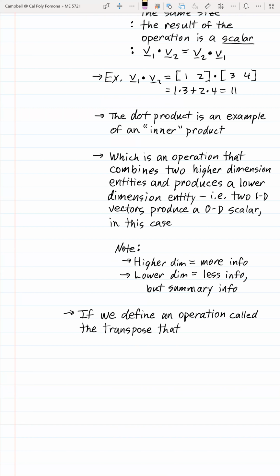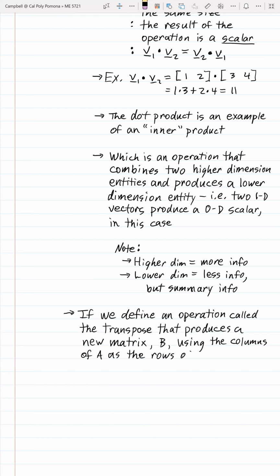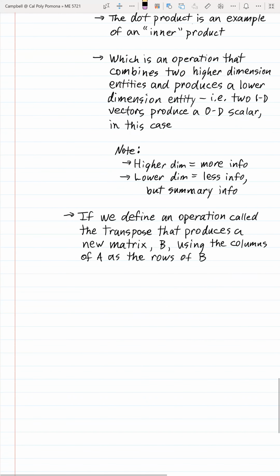And this operation produces a new matrix B. And of course, since you already know about the transpose, here we're using the columns of A as the rows of B. And that's what we will call the transpose.